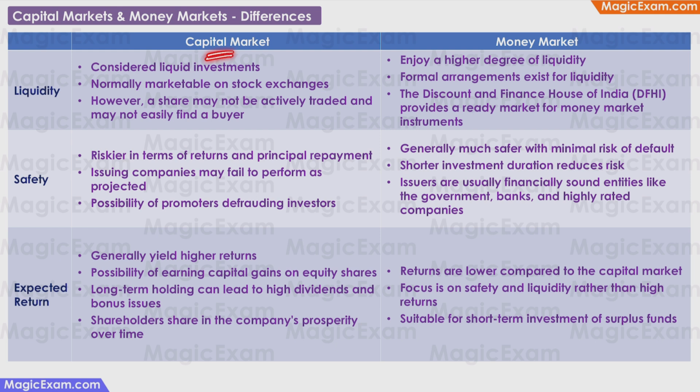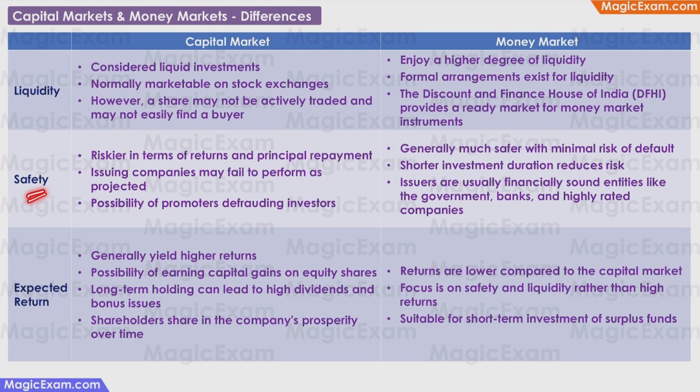The instruments in the capital markets have a reasonable level of liquidity. They are normally marketable on the stock exchanges. However, in some situations, especially if the share is not being actively traded, then finding a buyer can become difficult. But money market instruments are highly liquid, especially because they usually have some formal clause or an arrangement that guarantees liquidity. And also there is an organization called the Discount and Finance House of India, that is DFHI, which was set up by the Reserve Bank of India, which provides a ready market for money market instruments.